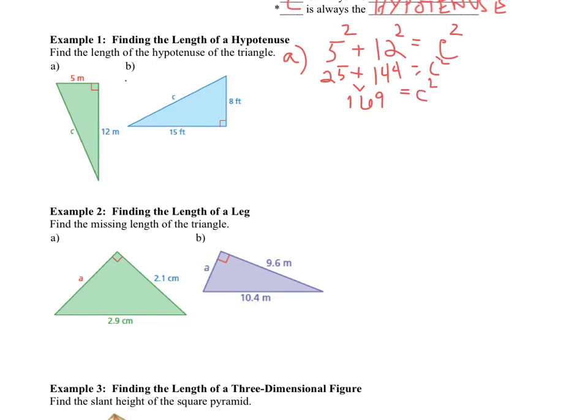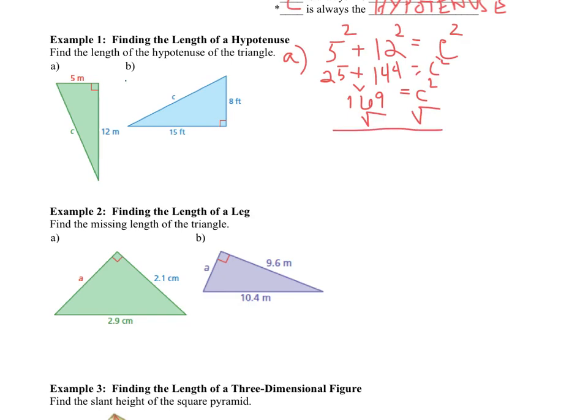And then I've got to think, well, I don't need C squared, I need C. So how do I undo square? Well, from a previous lesson, we talked about undoing it with the square root. Squares and square roots undo each other. They're the inverse operation.